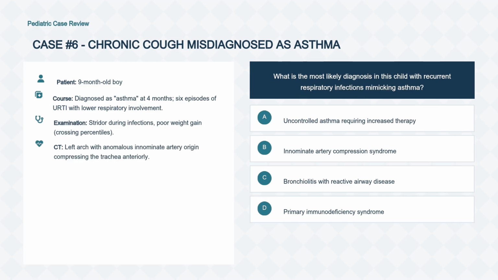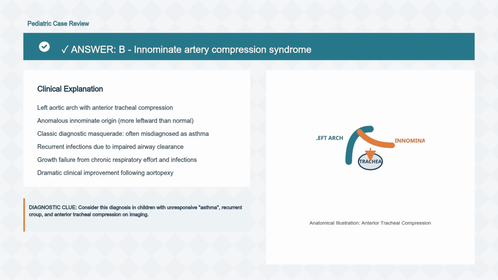Option A, uncontrolled asthma. Option B, innominate artery compression syndrome. Option C, bronchiolitis. Option D, primary immunodeficiency syndrome. The correct answer is option B, innominate artery compression syndrome. This is a classic diagnostic masquerade, often misdiagnosed as asthma.